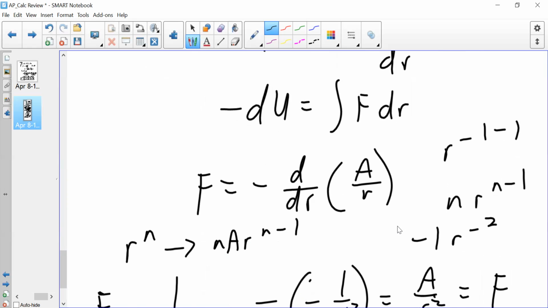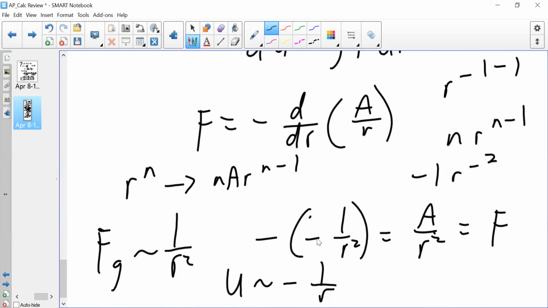So the derivative of that is going to be negative 1 over r squared, but I have the negative out there already, so it's just going to be 1 over r squared, as we see here. And we just have the force is going to be a over r squared, our force function.